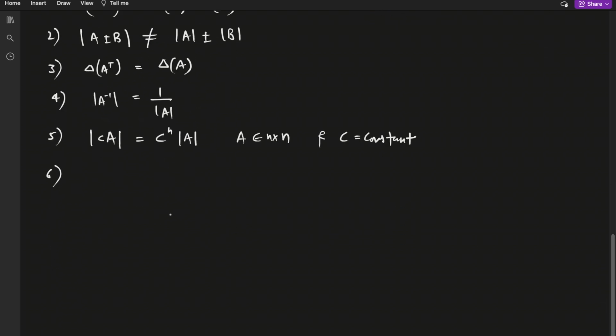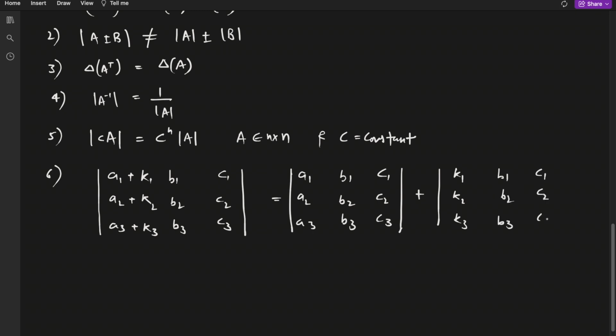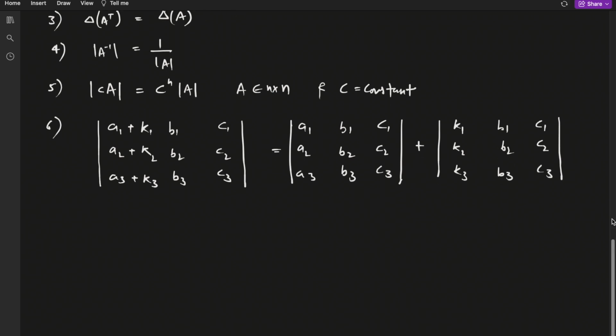Then we have this property. So if we have this matrix A1, A2, A3, B1, B2, B3, C1, C2, C3, and then we simply add some constant K1, K2, K3 to the first row, then this is the same as if we simply split it: A1, A2, A3, B1, B2, B3, C1, C2, C3, plus K1, K2, K3, B1, B2, B3, C1, C2, C3. So these properties are important from an exam point of view.